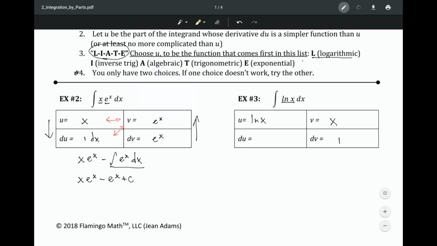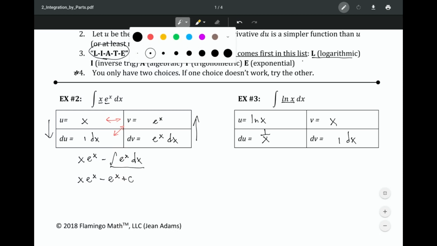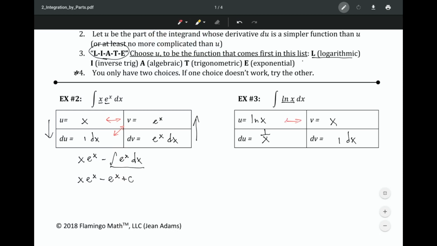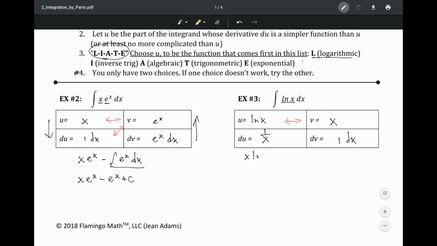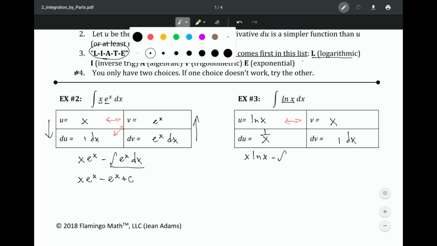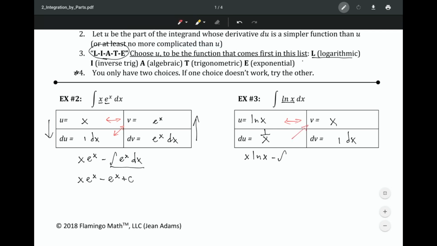okay? Or I can call u prime dx, if you want to look at it like that. So essentially, when I take the derivative, the natural log of x is 1 over x times 1, don't forget. And in this case, that's all I need, all right? So remember, the formula says u times v, which in this case is those two things right there. So I have u times v, which is going to be x times the natural log of x minus the integral of those two things in the diagonal, which is v and u prime, right?